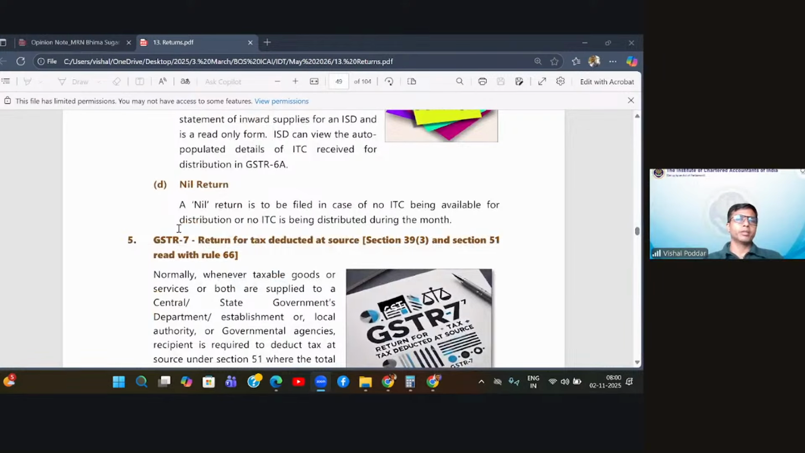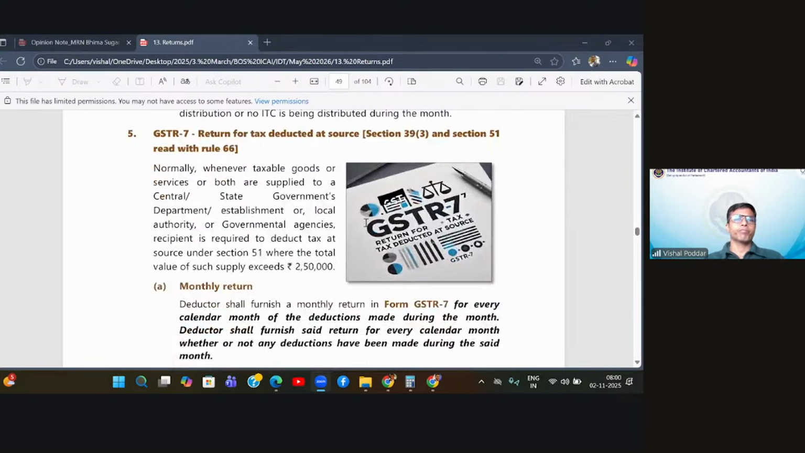Nil return, same like others. ISD, if they are having nil return, so a nil return is to be filed in case of no ITC being available for distribution. So here they have not mentioned about the SMS facility, but they have said that nil return has to be filed.